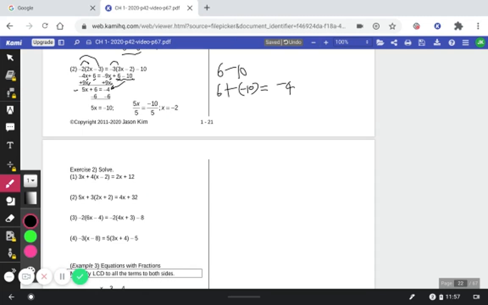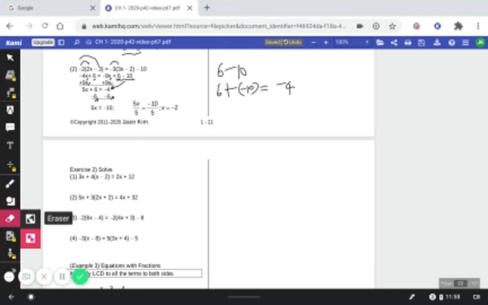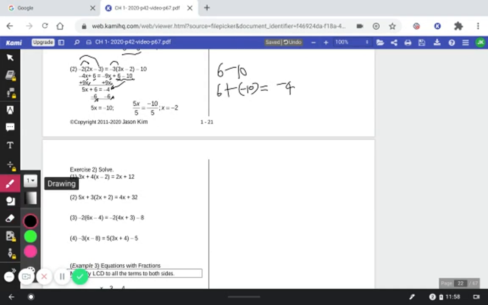So from 5x plus 6 is negative 4, you try to solve for x. So you move plus 6 to the other side by doing negative 6 on both sides. And then you end up with 5x equals negative 10. Since 5x equals negative 10, you solve for x by dividing by 5 on both sides. And 5 and 5 cancel out, x becomes negative 2.